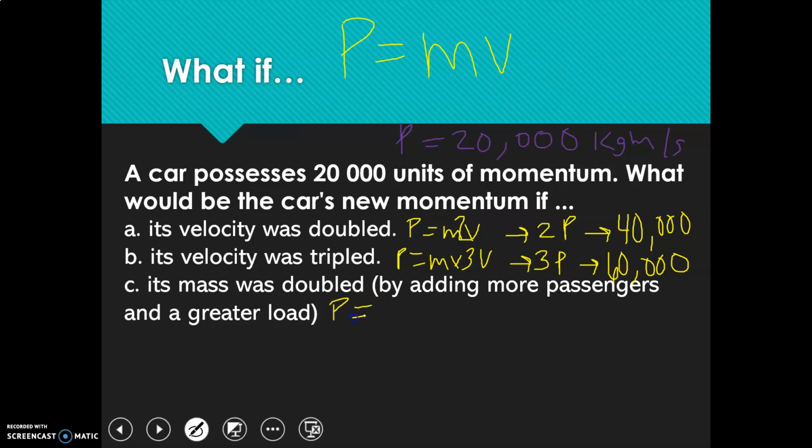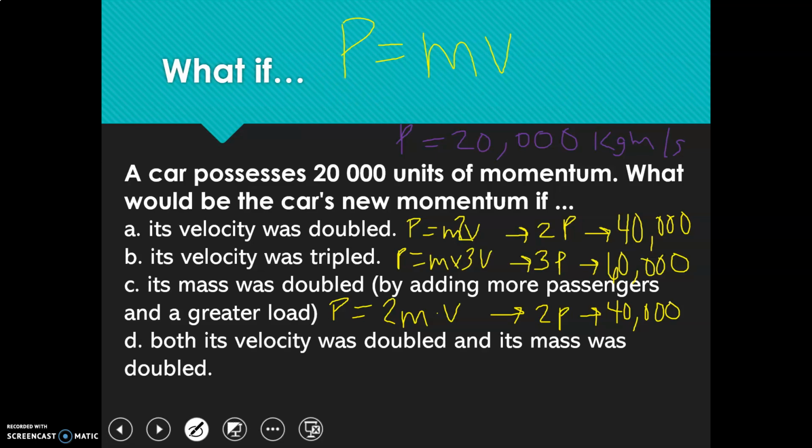So now P equals 2m times v. So you would have twice as much momentum. So you would go back to having 40,000 units of momentum. So if you double the mass, you also double the momentum. And now for D, both the velocity was doubled and its mass was doubled. So you would have the momentum equals twice the amount of mass times twice the amount of velocity. So that would be 4 times the amount of momentum. So 20,000 times 4 would give you 80,000.